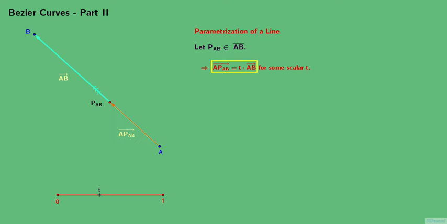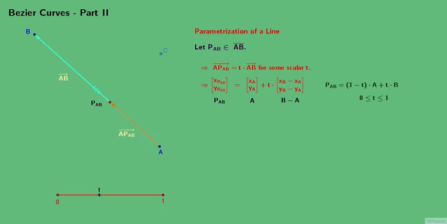From this relationship between the two vectors, we are able to derive an equation for the coordinates of P sub AB. This vector corresponds to P sub AB, this to A, and this to B minus A. Reordering and regrouping the terms, we get P sub AB is equal to the quantity 1 minus t times A plus t times B.